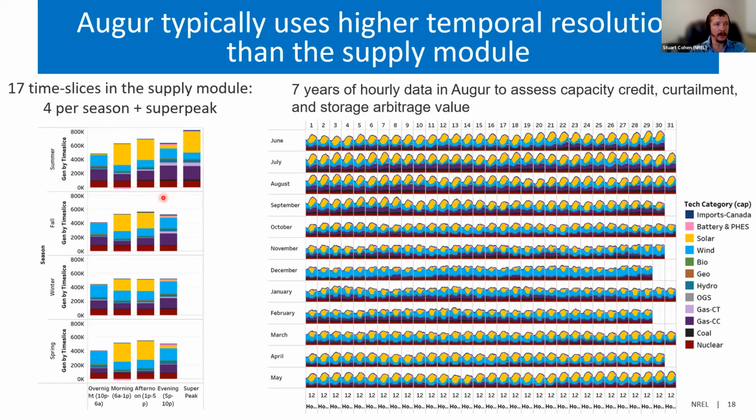We have a lot of ongoing work, which Patrick is going to talk about later, where we're building capability to define any time resolution you want. But there are a lot of computational challenges of adding time resolution, so we're still working on what that will look like in the default solve mode going forward. That's why we have this Auger module accounting for these hourly profiles. It does a simplified dispatch across all of these hours, 7 years' worth, to assess these parameters I mentioned before.